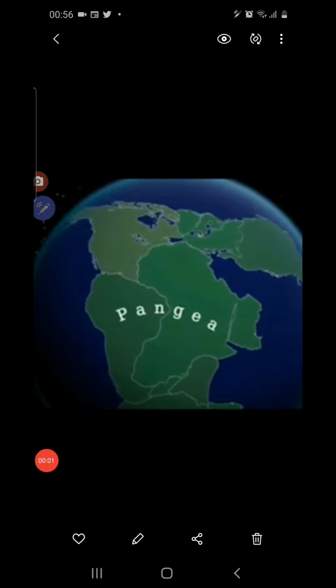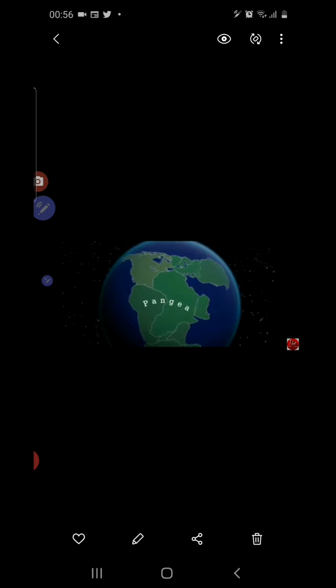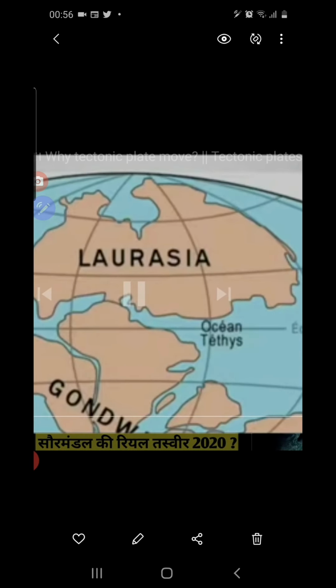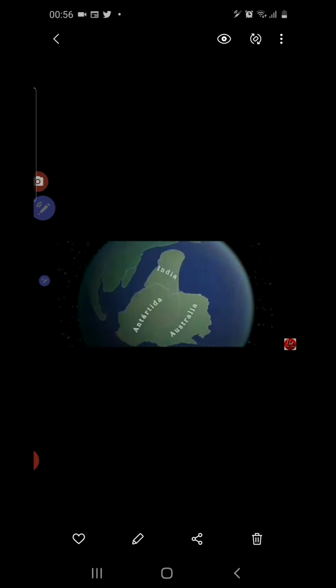Children, millions of years ago, you know that there was only one single continent. The scientists say that instead of 7 continents, there existed only one single continent named Pangaea. Later on, this Pangaea divided into 2 continents, Laurasia and Gondwanaland. So how did it happen? Because the scientists say that some kind of movements are taking place under the earth. So let us learn how it happens.